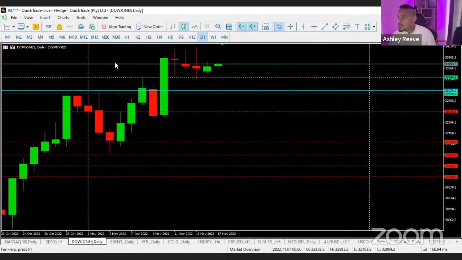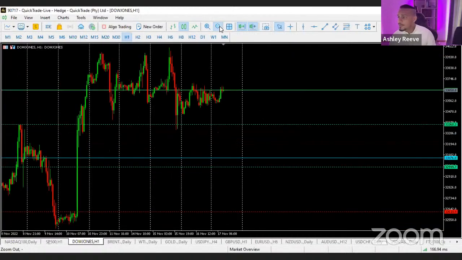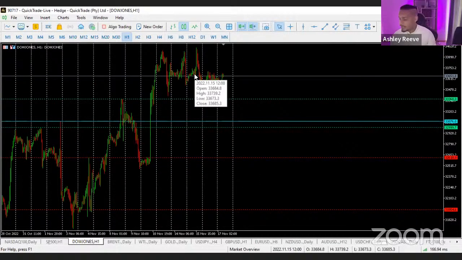Look at the Dow Jones. Same thing here. It's at a peak. If you go to the hour frame, it is currently consolidating at the peak. Nothing to continue or nothing to do here. We got to wait for this. Everybody with me?